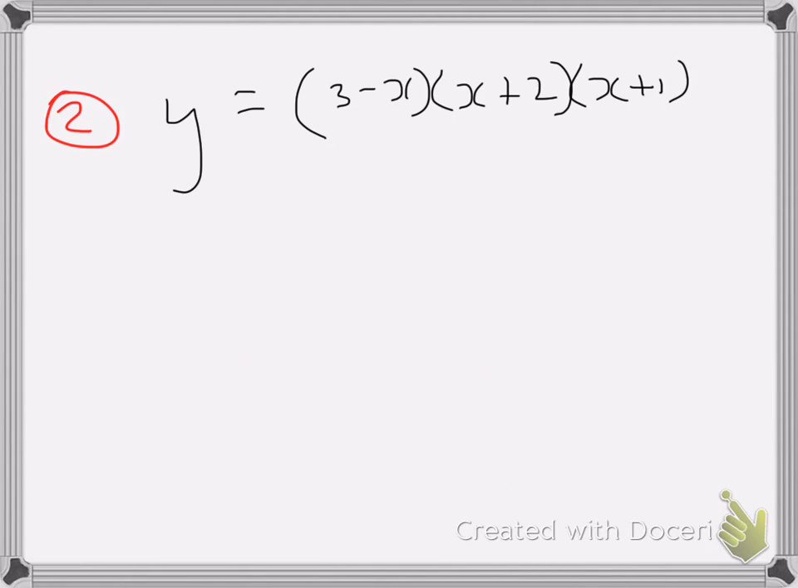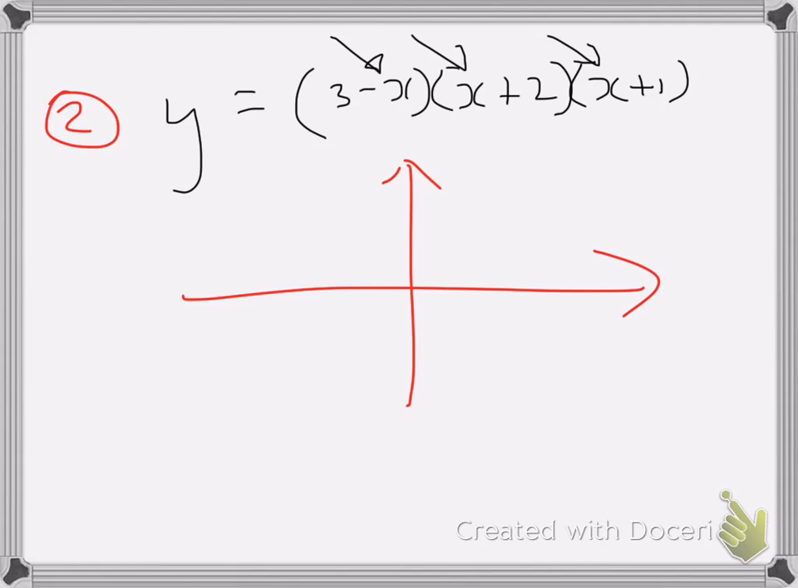Now, what if we had one that was factorised like this? What we can see straight away is that we have this negative x term here, a positive x term here, and a positive x term here. So that's going to give you a negative cubic if you were going to expand it out. So ultimately when we draw this one, we expect it to be heading downwards in this direction as x gets large.